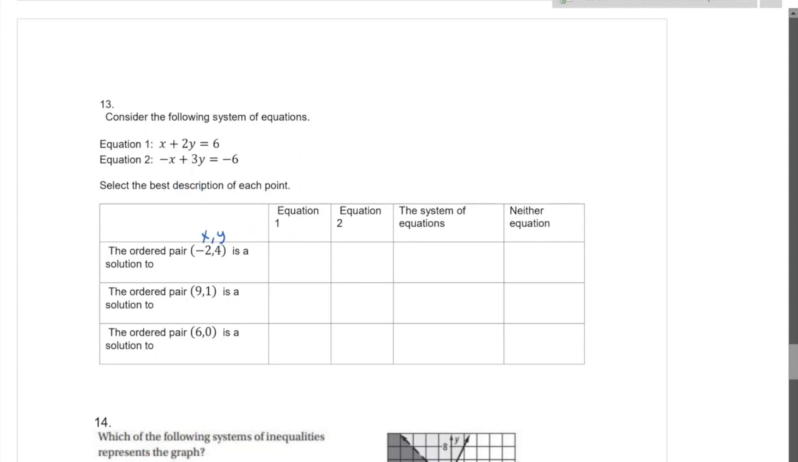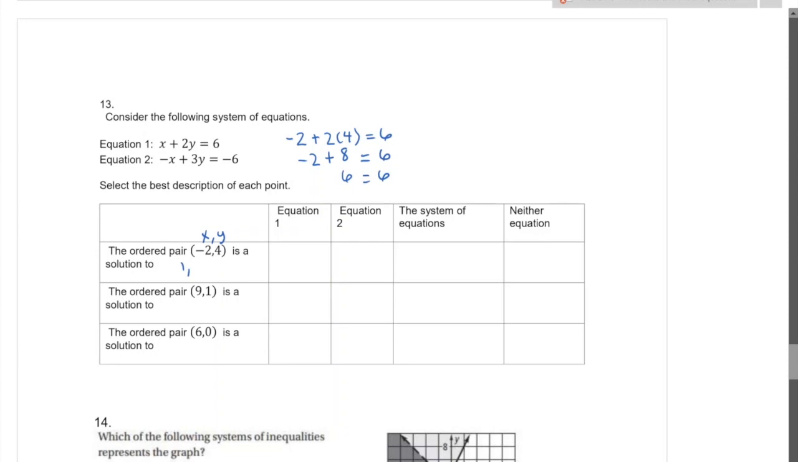Alright, so once again, negative 2 is going in for x. So go ahead and put negative 2 plus 2, instead of y, I'm going to put 4, equals 6. So what is 2 times 4? That's 8 plus negative 2. Well, I had $8. I let $2 go away. I'm left with $6. So is that a true statement? 6 equals 6? Yes. So this works with equation 1 so far.